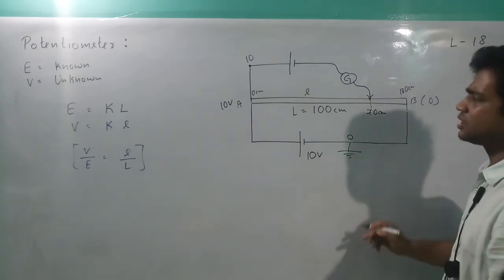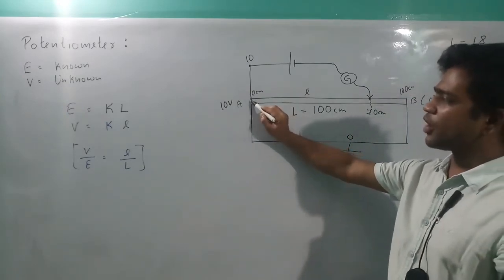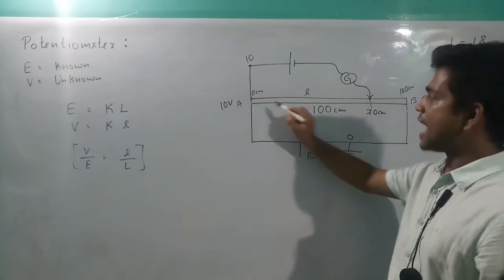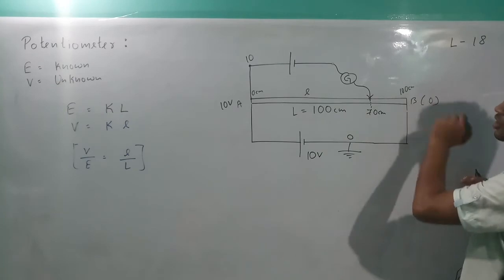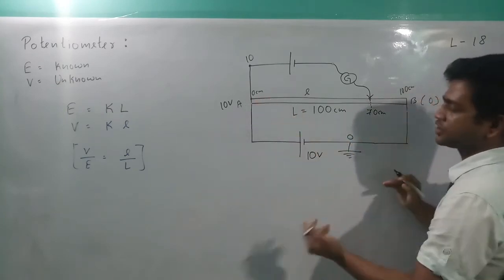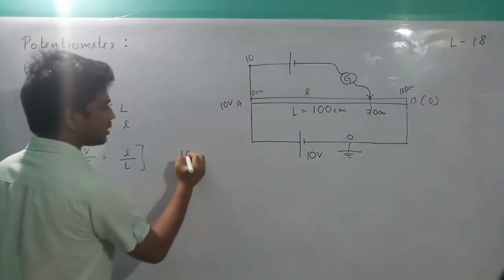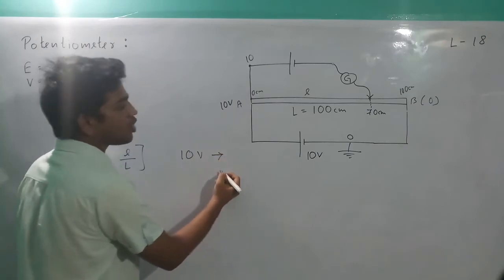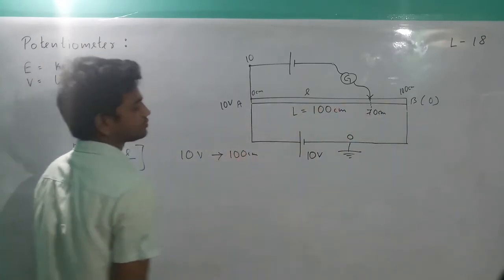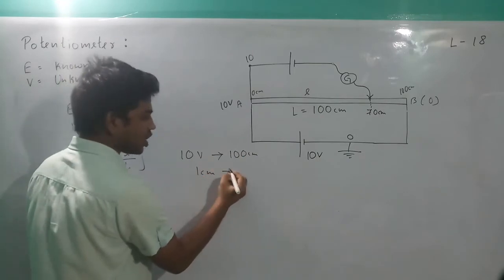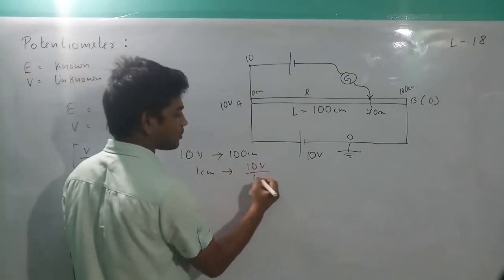So can I say one thing? If the potential of this point is 10 volt, and the potential of this point is how much? 0 volt. So the whole potential difference is how much? 10 volts. So I can say 10 volt corresponds to a length of how much? 100 centimeters. So 1 centimeter corresponds to 10 volt by 100.